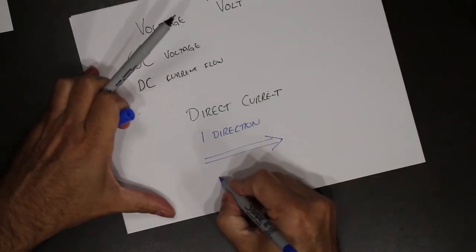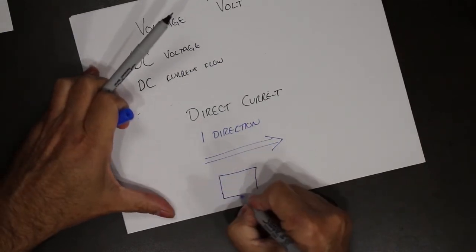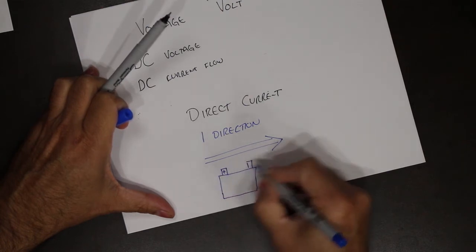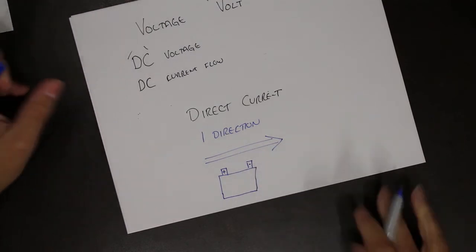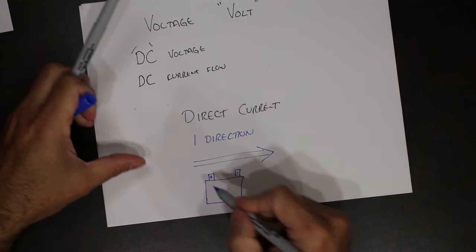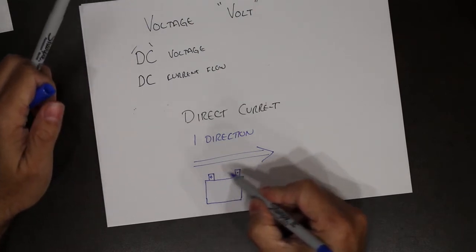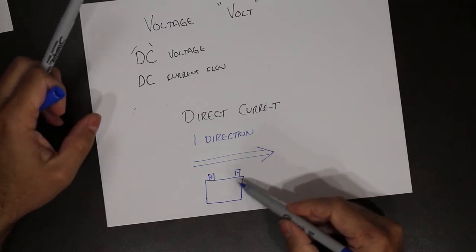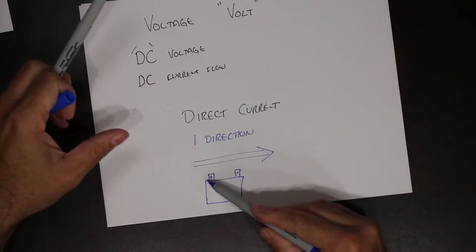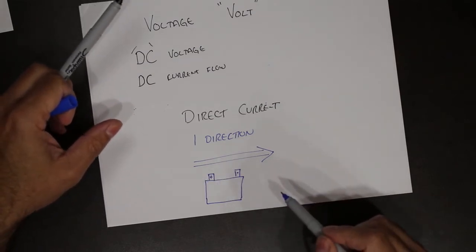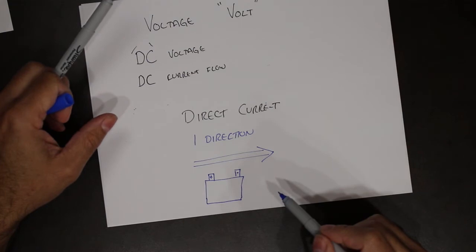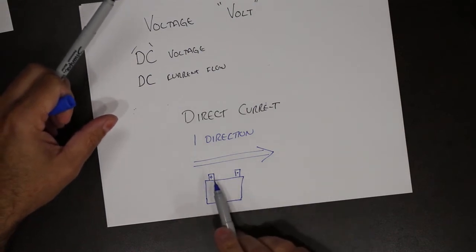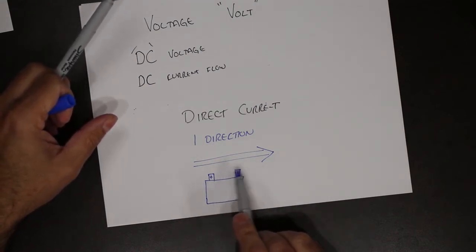So, if I have a battery with a positive and a negative terminal, this terminal is always going to be positive. This terminal is always going to be negative. So current will always flow, again, from positive to negative. Since these things never switch, current will always flow in that same direction.